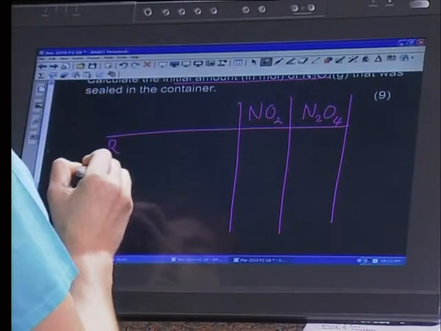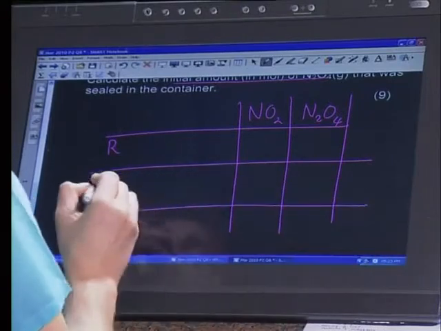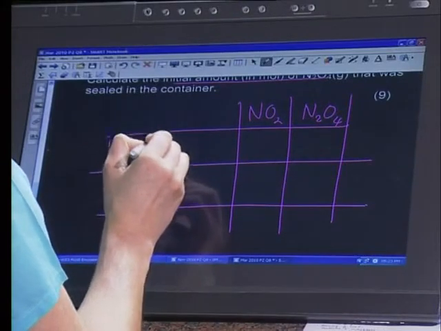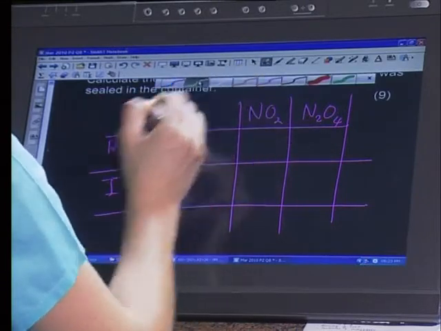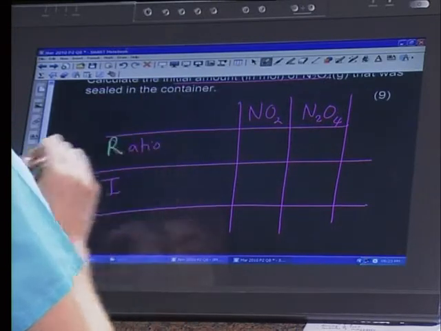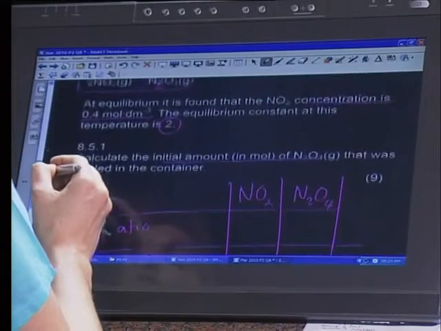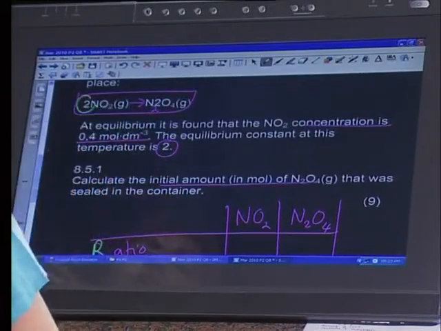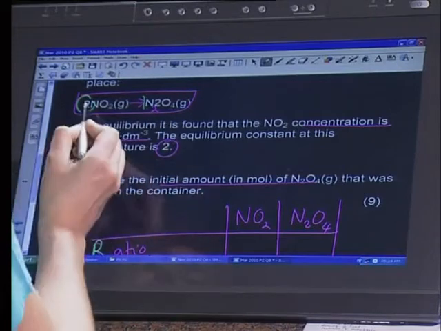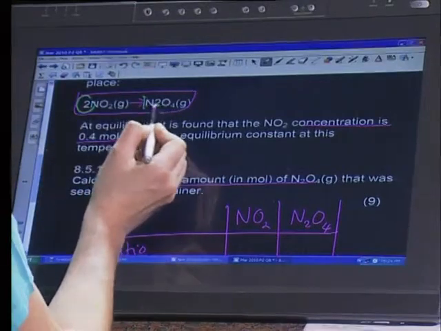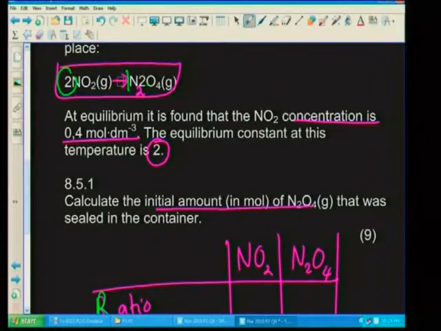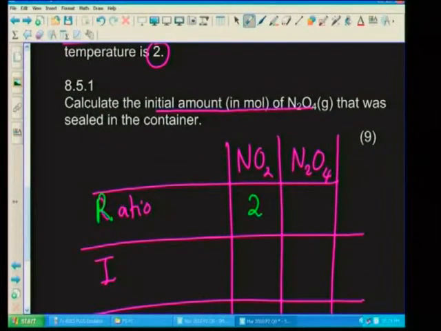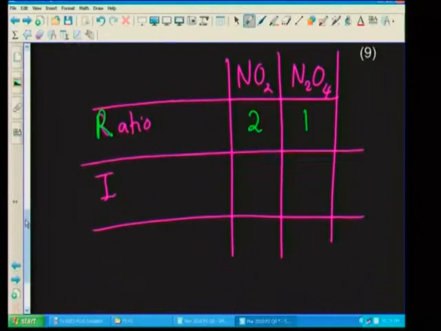Now, the RICE, if I can quickly do this. The R stands for the ratio, okay? So let's do the R in a different color. The ratio we're going to get from our balanced equation. And thank goodness they gave us an already balanced equation, so it's easy for us to see. Remember, if there's nothing written in front of the molecule, it's a mole of 1. And there's a 2 over there, so that is our ratio, a 2-to-1 ratio that we're dealing with.